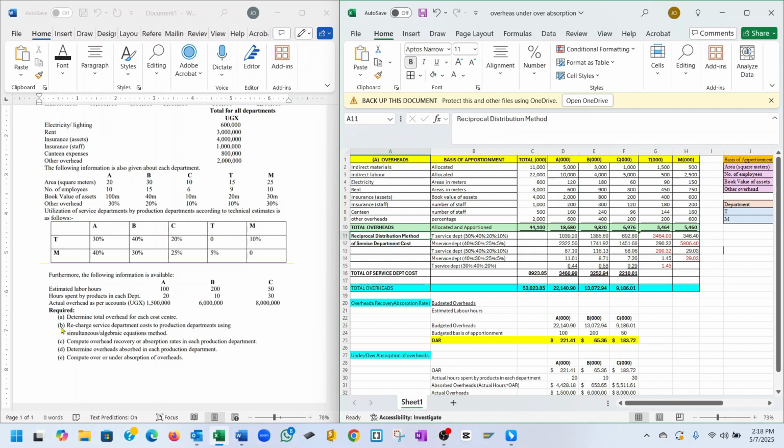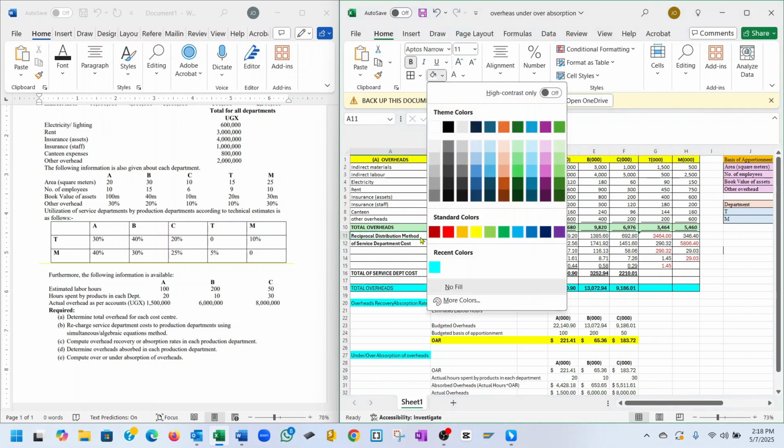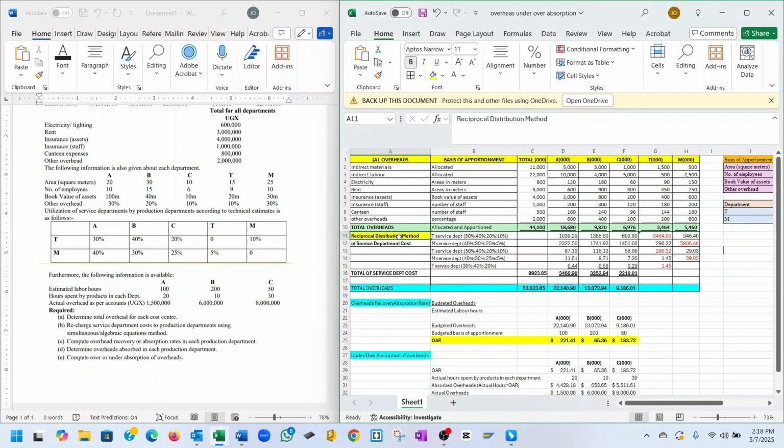Now the B part is saying we should charge service department cost to production department using simultaneous or algebraic. Wait a minute. We are not going to use simultaneous or algebraic. I'll tackle that in another video. But what we are going to use is the reciprocal distribution method. The reciprocal distribution method. Okay.